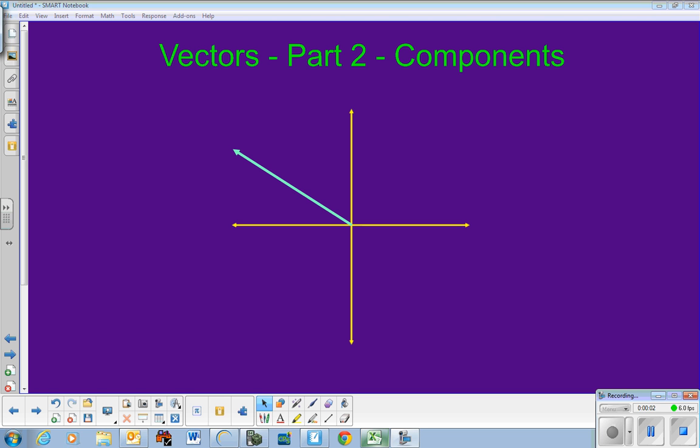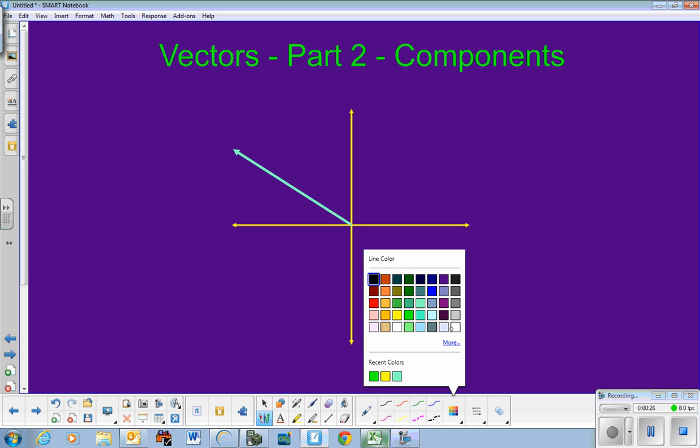Okay, part two of our vectors discussion is going to focus on what we call components. And this really is what you'll talk about a lot about vectors in pre-cal and calculus. Components just means look at the left or rightness of it and the up or downness. If I were sophisticated, I would say the horizontal and the vertical separately.